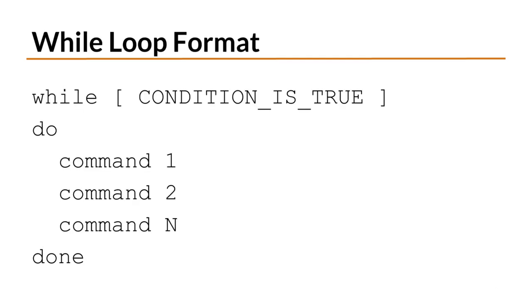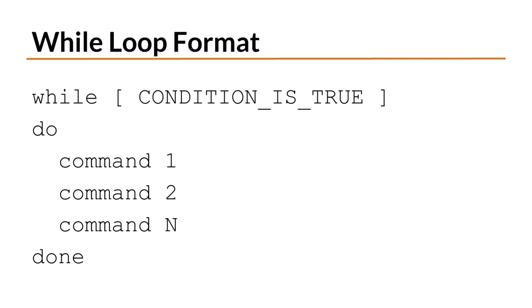A while loop is a loop that repeats a series of commands for as long as a given condition is true. This condition could be some sort of test, such as checking to see if a variable is a certain value or checking to see if a file exists, for example. The condition could also be any command. If the command succeeds and returns a 0 exit status, then the while loop will continue. When the command fails and returns a non-zero exit status, the condition is false and the while loop stops.